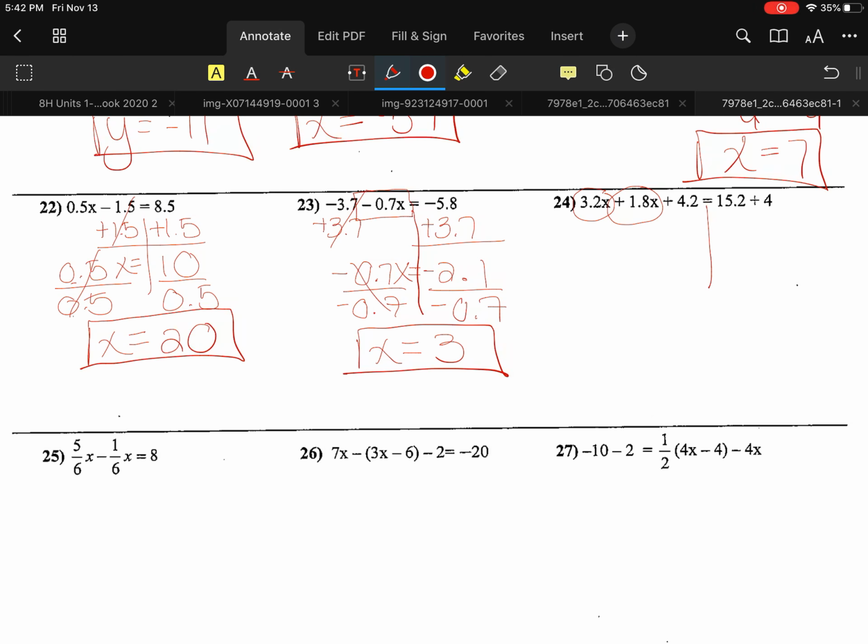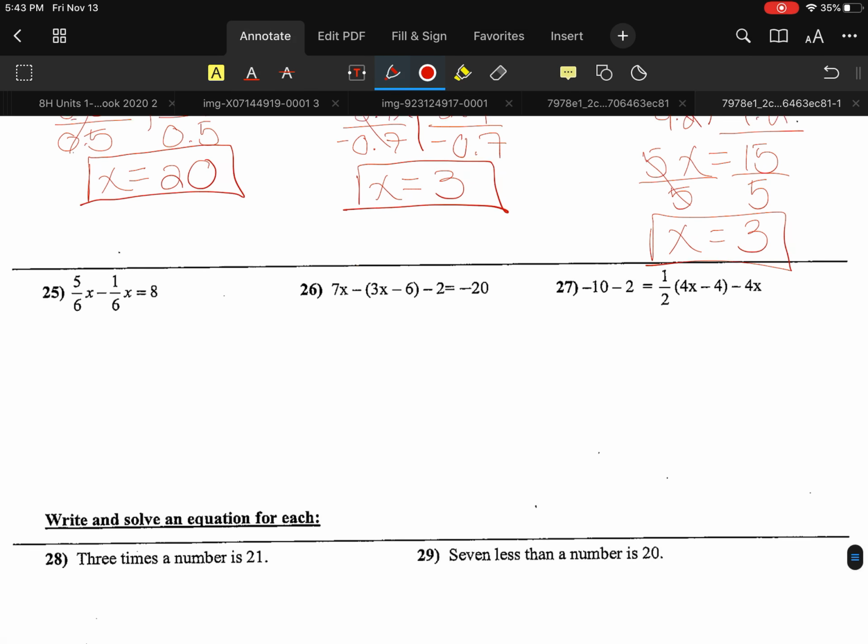3.2x plus 1.8x, I can combine those together. And that gives me 5x plus 4.2 equals, and I can combine the 15.2 and the 4 on the right-hand side because they're like terms. That gives me 19.2. So 5x plus 4.2 equals 19.2. I'm now going to subtract 4.2 from the left to bring it over to the right. 5x equals, so 19.2 minus 4.2 gives me 15. Divide by 5. X equals 3.